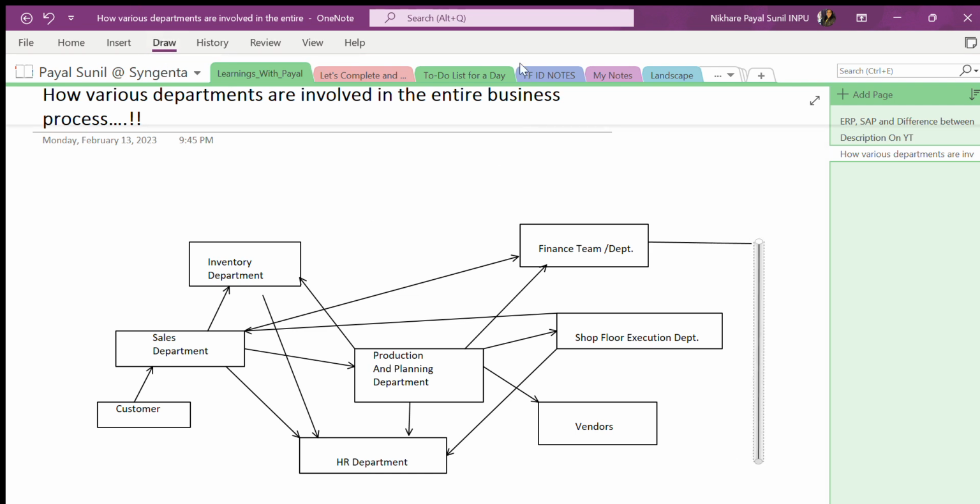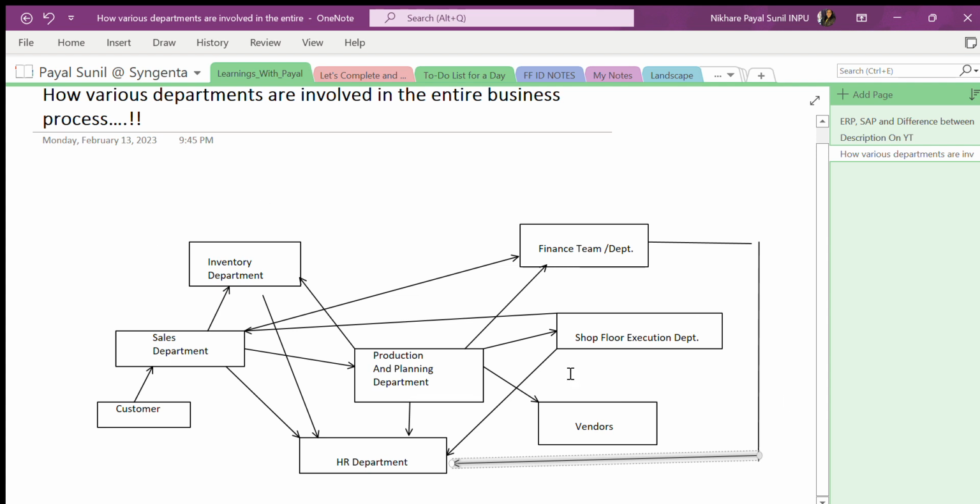Yeah, so this way they will contact the HR department. Okay, so this is how the usual business process works. Okay, let me just help you to recall all these steps again.